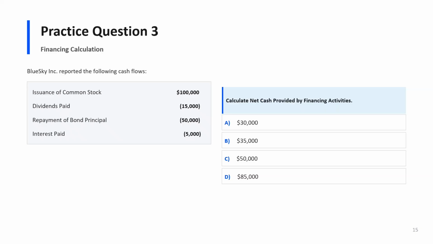Okay, so let's do our third practice question. This time it focuses on financing activities. Here you are presented with a list of cash flows and asked to calculate the net cash provided by financing activities. As we learned, financing activities involve transactions with owners and creditors that affect the company's debts and equity. Carefully go through each item and determine if it impacts the company's financial structure. Remember to distinguish between interest and principal payments, and between dividends received and dividends paid. Once you are ready, let's do the answer on the next slide.